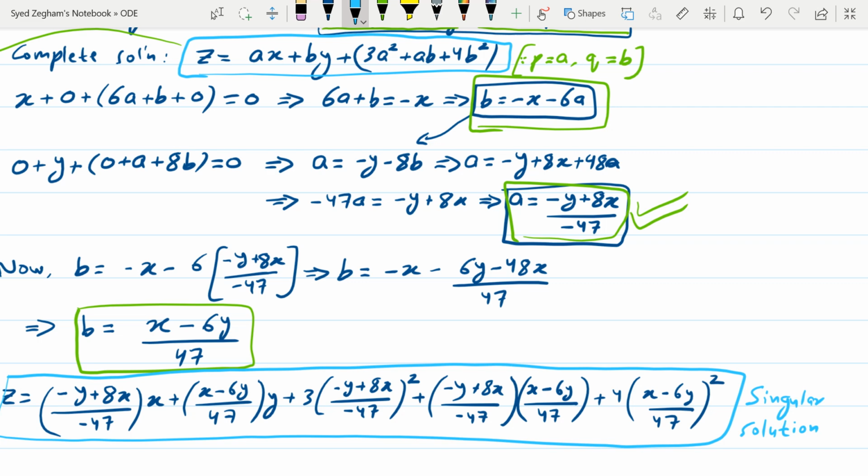Okay. So this is your fourth type which we have discussed today, and hope this question was clear. And this is all about the first order nonlinear PDEs which we decided to discuss.